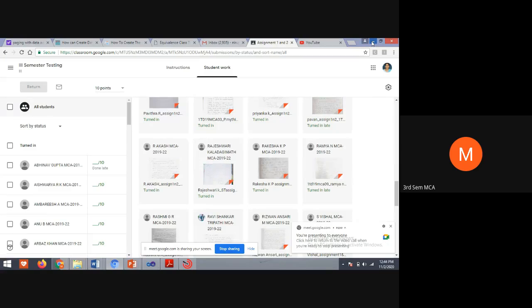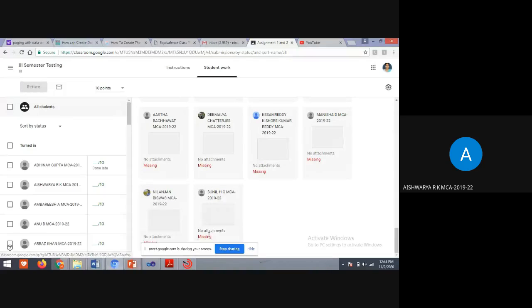Abhinav, present, ma'am. Aishwarya, present, ma'am. Ambrish, yes, ma'am. Anu, present, ma'am. Abbas, yes, ma'am. Arjun, present, ma'am. Ashok, present, ma'am. Benita, present, ma'am. Bhargavi, yes, ma'am. Bhavisha, ma'am. Chaitra, present, ma'am. Dev, present, ma'am. Diksha, present, ma'am.